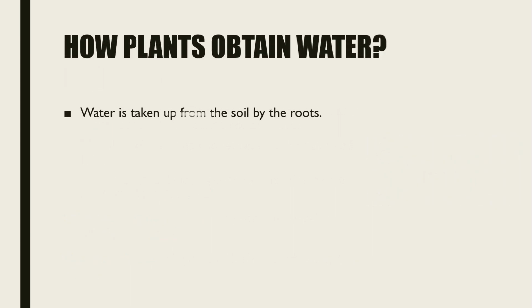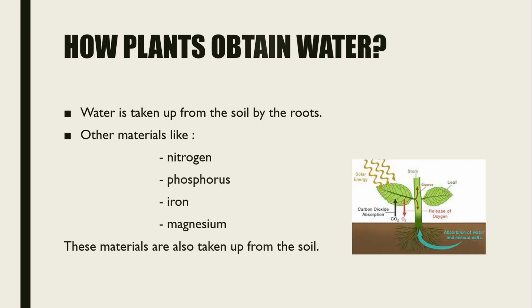And how does the plant obtain water? So it's very easy, and you can write it as the water is taken up from the roots of the plant. And then other materials like nitrogen, phosphorus, iron and magnesium are also taken up from the soil. So if you take nitrogen, it is very useful for the synthesis of proteins. And that's it for autotrophic nutrition.